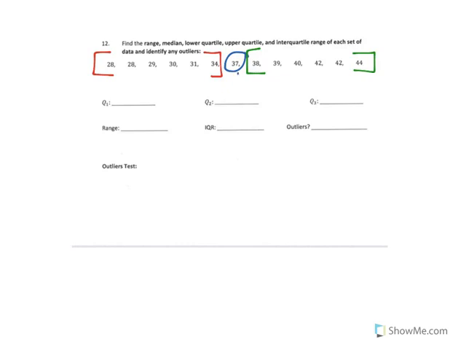So that 37 is known as a couple things. It's known as our Q2. It is also known as the median, which we remember: median, middle, which makes sense. Moving on to finding Q1. Q1 is going to be the middle number in the first set of brackets that we made, and that is going to be between 29 and 30. And we can use logic here. The number that is between 29 and 30 is 29.5.